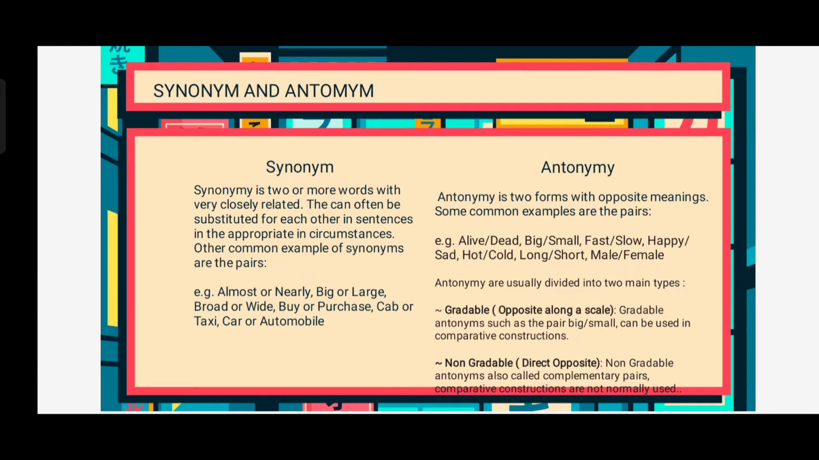Synonym and antonym. Synonyms are two or more words with very closely related meanings. They can often be substituted for each other in sentences in appropriate circumstances. Other common examples of synonyms are the pairs: almost or nearly, big or large, broad or wide, buy or purchase, cab or taxi, car or automobile.